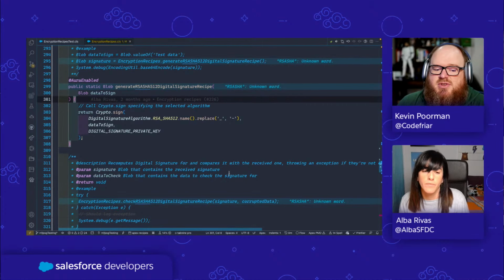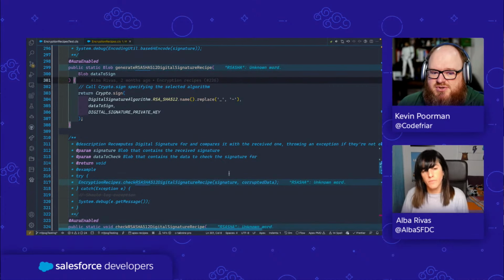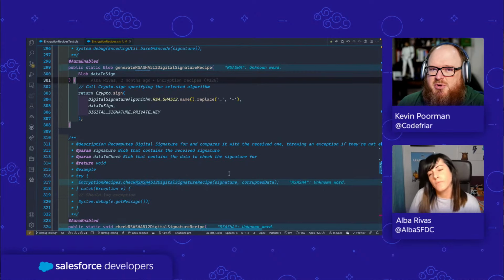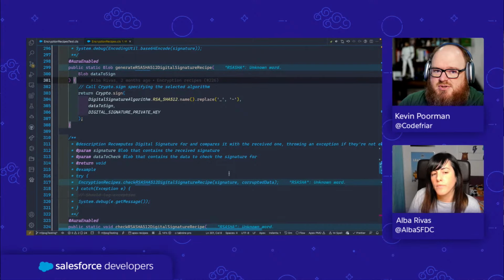So when we talk about this digital signature bit, this is our most advanced because we're sort of combining both symmetric encryption for the AES bit and the asymmetric encryption, so that only the intended receiver can decrypt it at all.